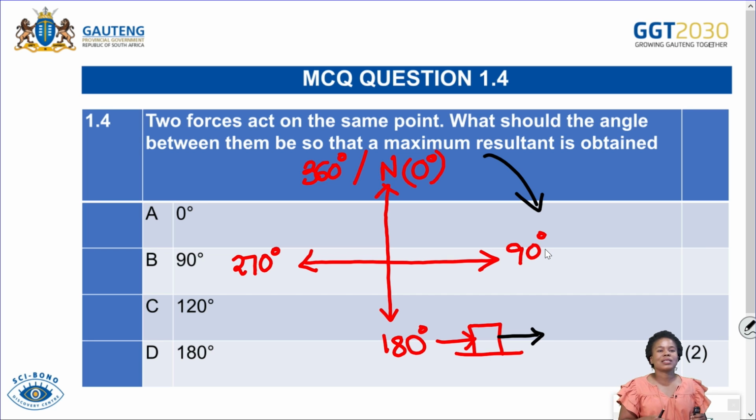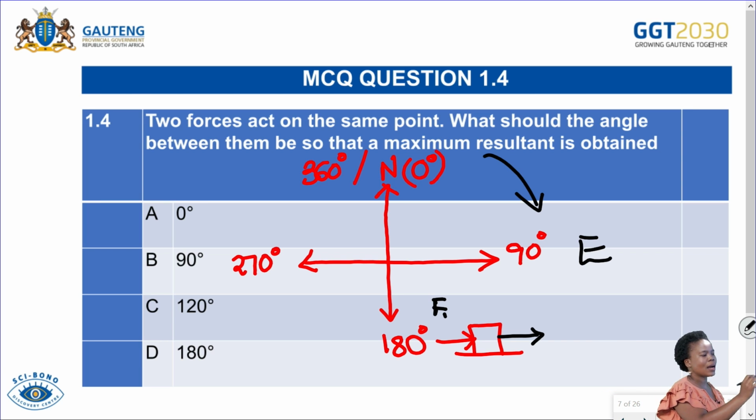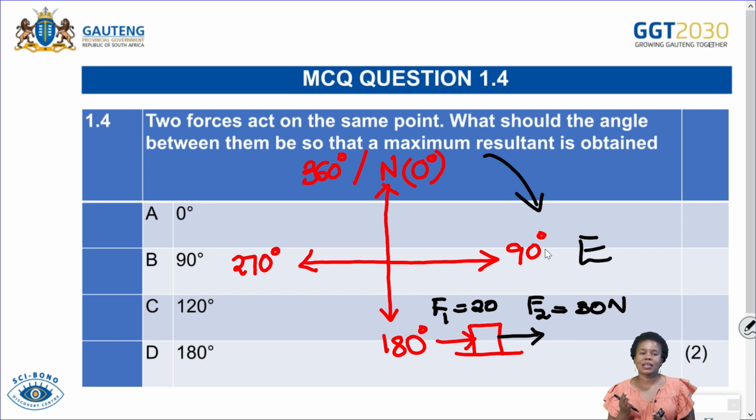However, both the forces are in the easterly direction. Meaning, if we had to draw a vector diagram, we will draw them like this. Let's give them sizes. Let's assume that F1 is equal to 20 newtons, and assume that F2 is equal to 30 newtons. And they're also acting in one direction because they're acting at a point. So, the question is, what should be the angle between them so that we get the maximum resultant?